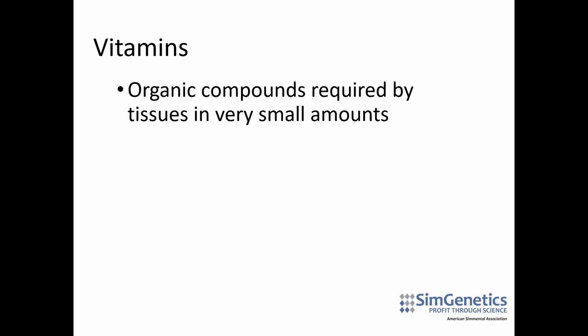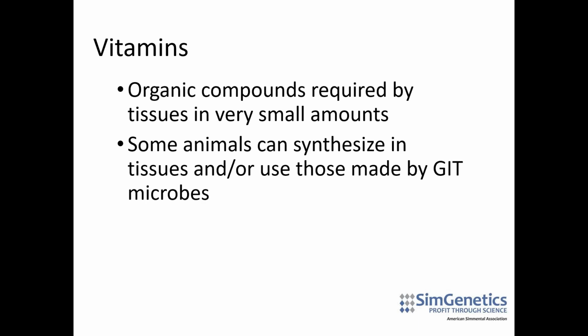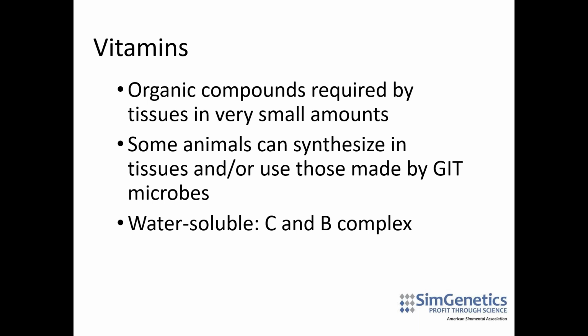Now vitamins, unlike minerals, are organic compounds. Okay, so vitamins are going to have a carbon component somewhere, and they're required by tissues in really, really small amounts. Now, some animals can synthesize different vitamins in their tissues, or they can use those that are made by the microbes in their gastrointestinal tract. Ruminants are pretty lucky because they're going to have a lot of their vitamin needs met by the rumen microbial action.